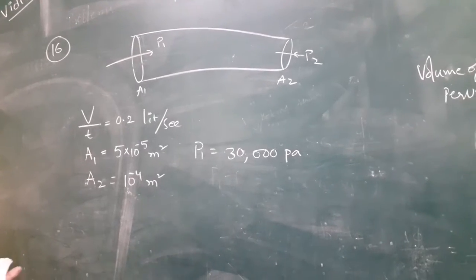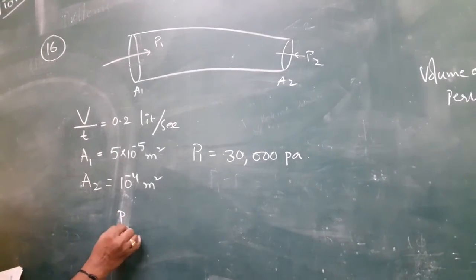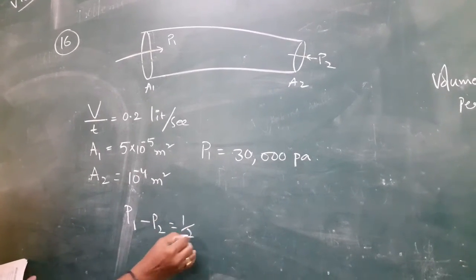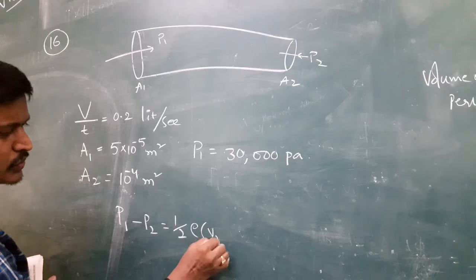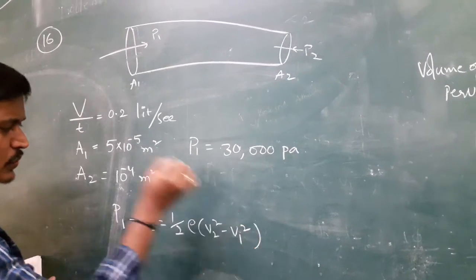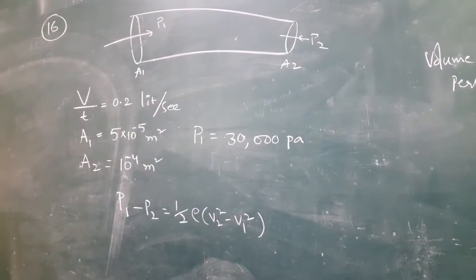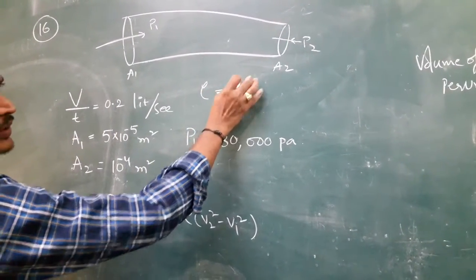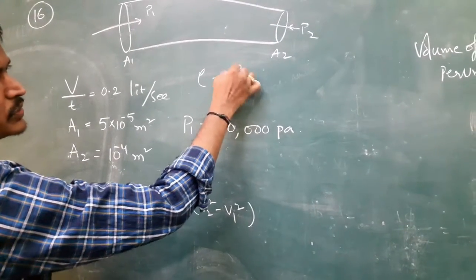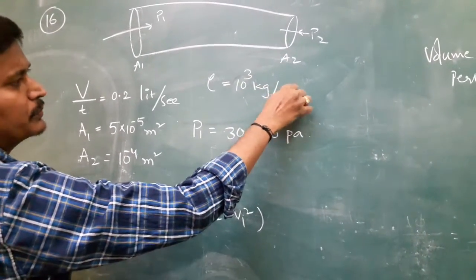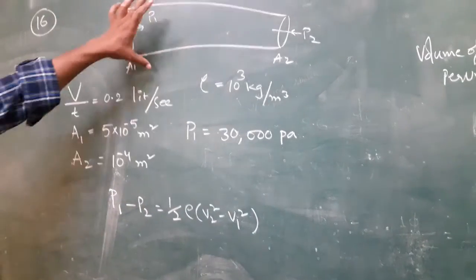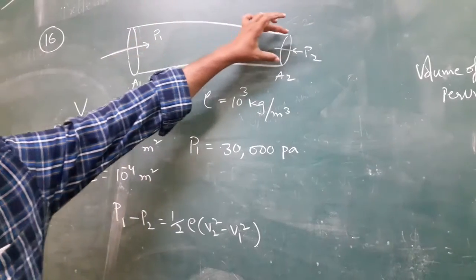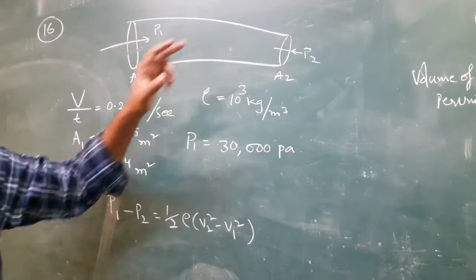Pressure difference P1 minus P2 is equal to half into rho into V2 square minus V1 square. This is according to Bernoulli's principle. Here rho is the density of the liquid. Water is flowing through the pipe, so the density is 1000 kg per meter cube. This is a horizontal pipe. The area of cross section at the first end is A1, and at the other end is A2.